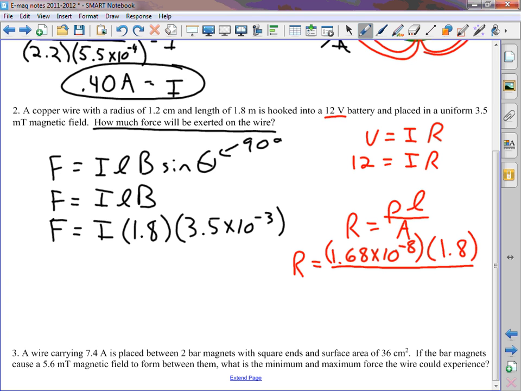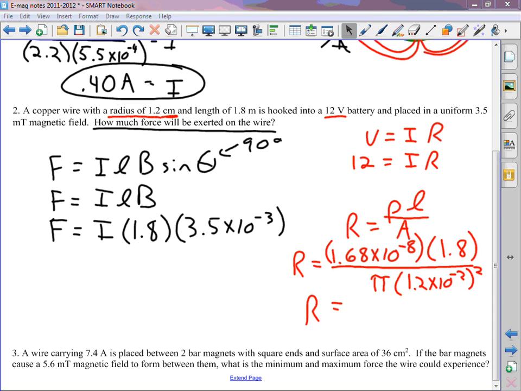Now, I'm told a radius, and if we assume that this wire is a cylinder, that means the cross-sectional area is a circle, so we're going to use pi r squared, where r is 1.2 times 10 to the negative second, because it's in centimeters, right? Okay, so that's going to allow us to plug into our calculator and get a resistance.